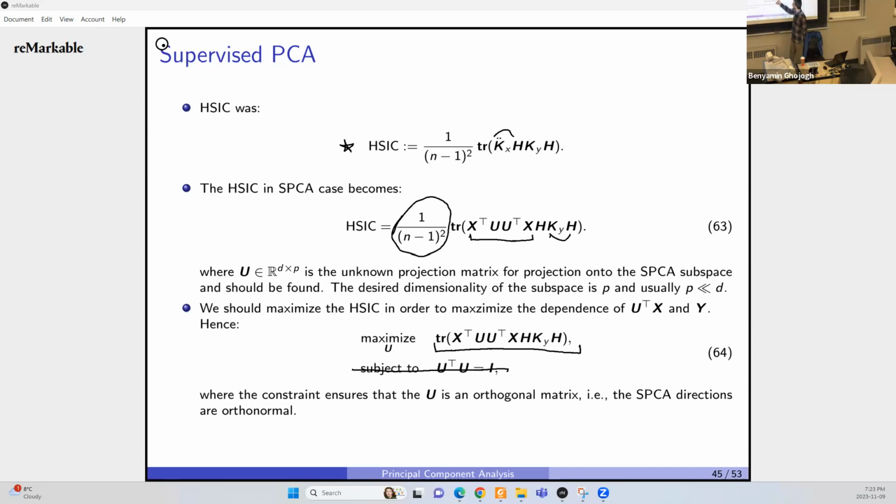Isn't it obvious? If U is infinite, it becomes infinite. So there is no upper bound on U. So it is an ill-posed or ill-defined problem. As a result, we have to add some constraints so it becomes well-defined. U is the projection matrix, so subject to U transpose U equals I. I want the projection matrix to be orthogonal, or its columns to be orthonormal, right?